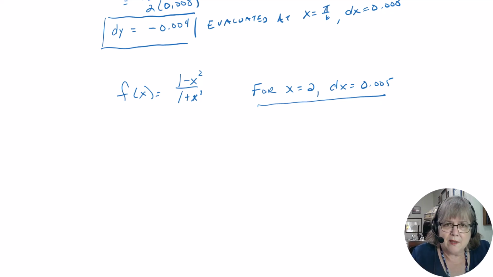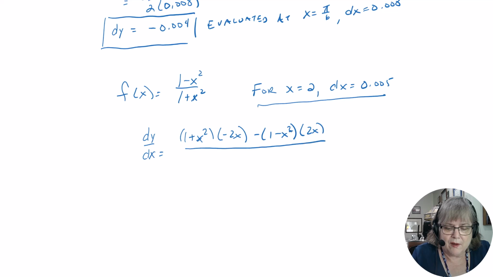And now I'm going to take the derivative of f, which is y, with respect to x. So I'm going to write dy dx. And this is supposed to be a square. So it's the bottom times the derivative of the top minus the top times the derivative of the bottom over the bottom squared.